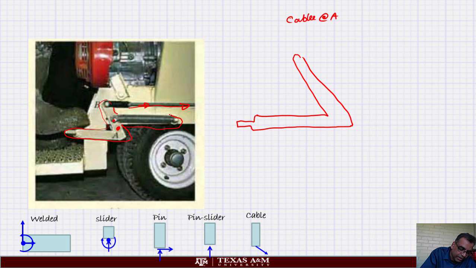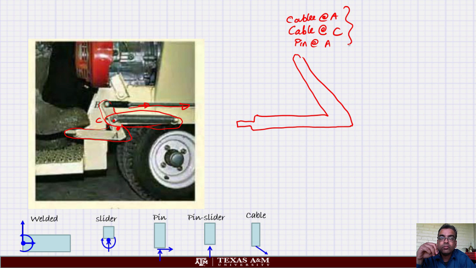Look at this spring. That can only pull. You know what I mean? So there's a cable at C. Let's call this point C. What about point A? Pin at A. This is the high level decision. If I do that, I'm going to have cable at B. A cable at B, TB. Cable at C, TC. This is from the spring.